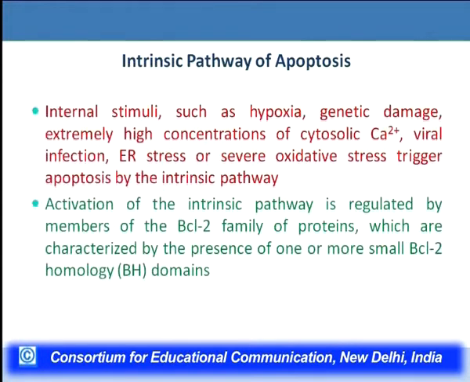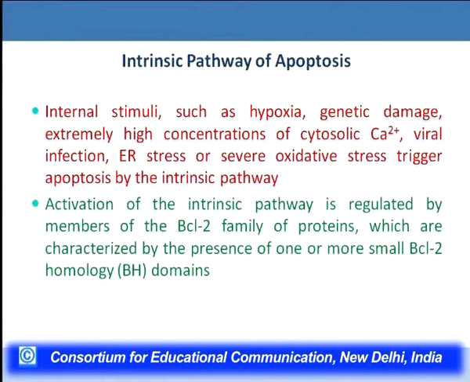Now, what exactly happens in intrinsic pathway apoptosis? There are certain internal stimuli like hypoxia, damage to genetic material, high concentration of calcium ions, viral infection, stress to the endoplasmic reticulum, or oxidative stress, which trigger apoptosis by the intrinsic pathway.